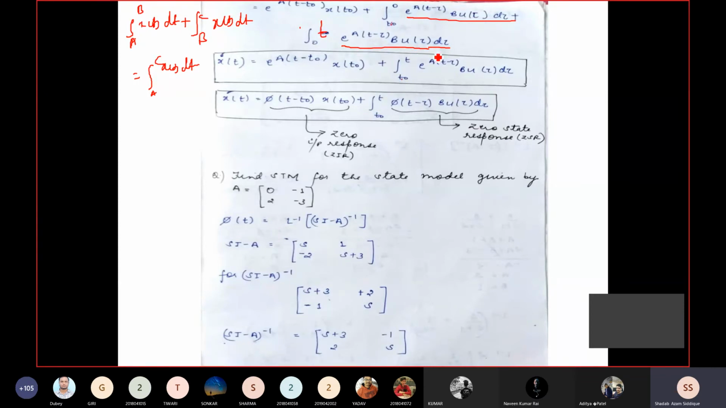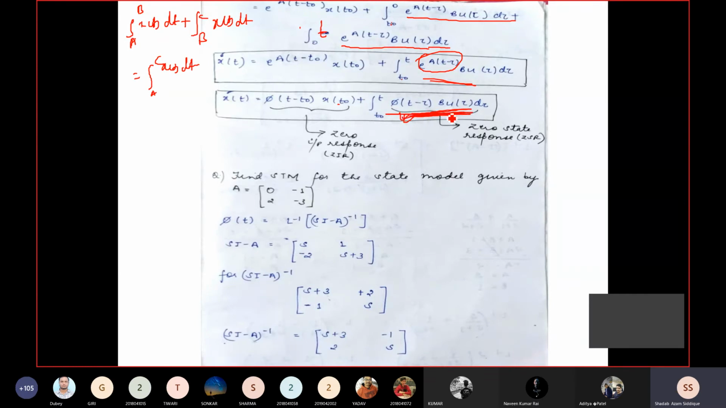So this is written as t naught to t, with whatever is inside the integration written right there. In the form of phi of t, how can we write it? We can write e to the power a(t minus t naught) x of t naught as phi of t minus t naught times x of t naught, and this is integrated from t naught to t. This e to the power a(t minus tau) b u of tau can be written as phi of t minus tau, which is a delayed function. So phi of t minus tau b u of tau.